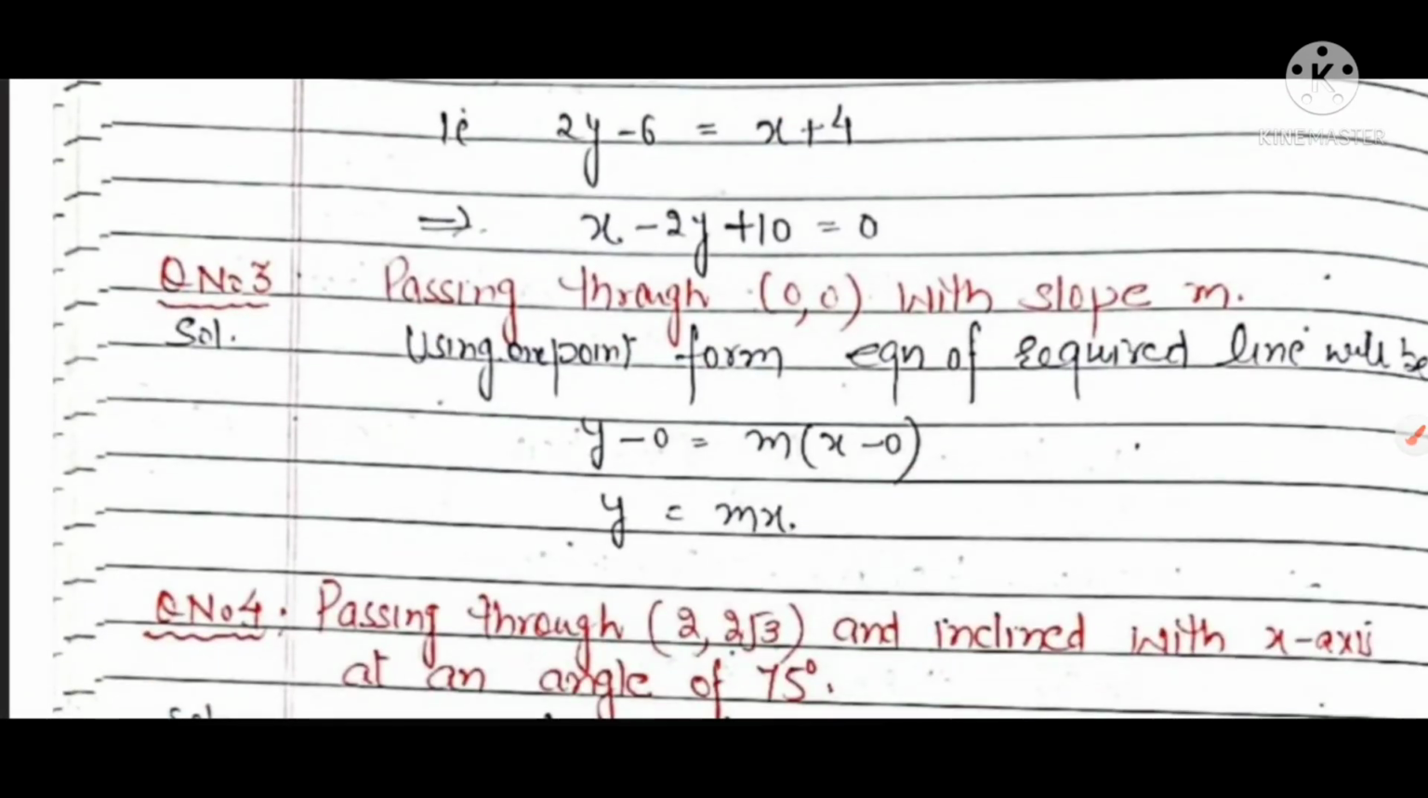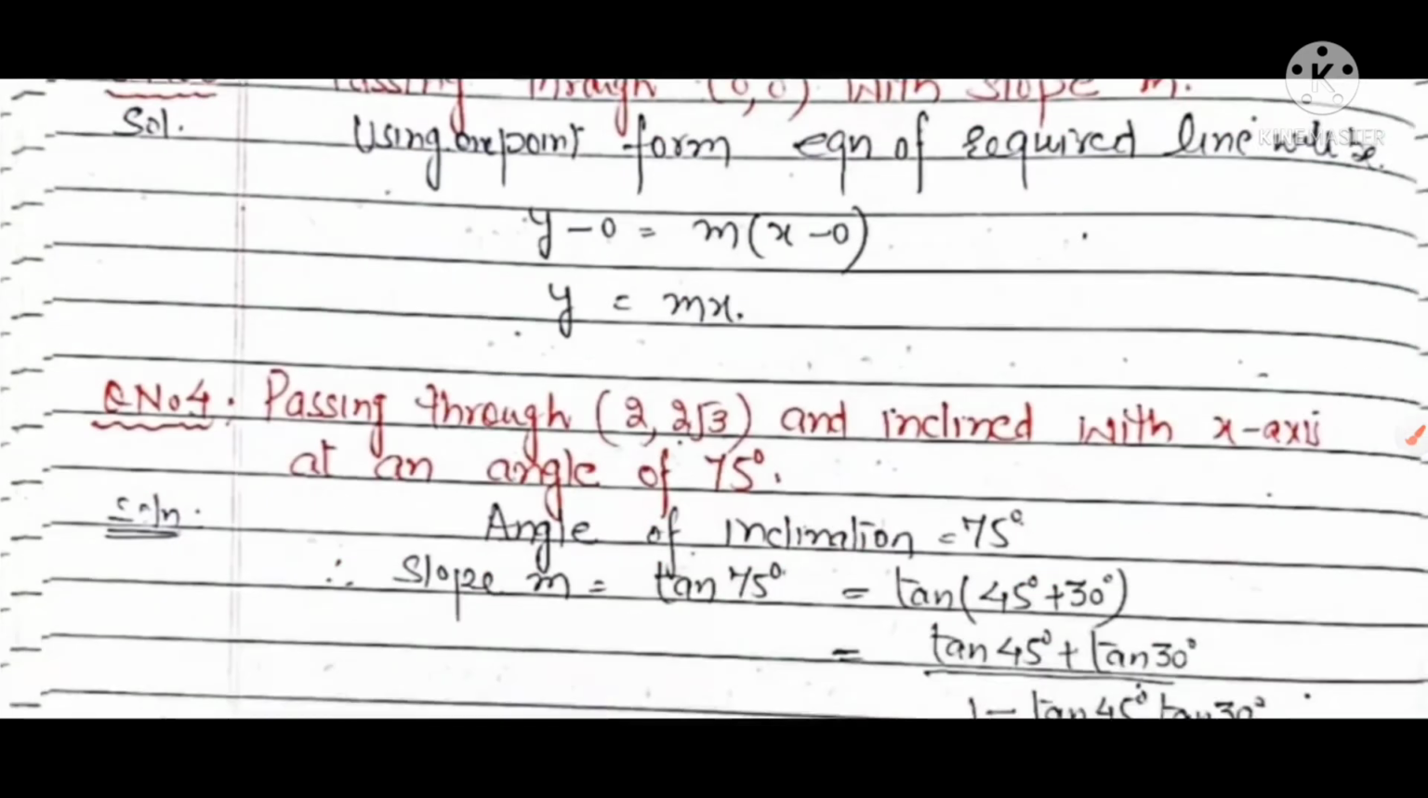Next, passing through point (0, 0) with slope m. Y minus 0 is equal to m times x minus 0, that is y is equal to mx.